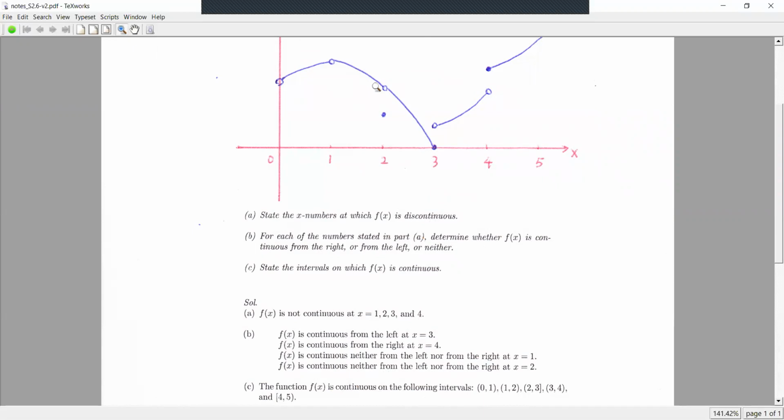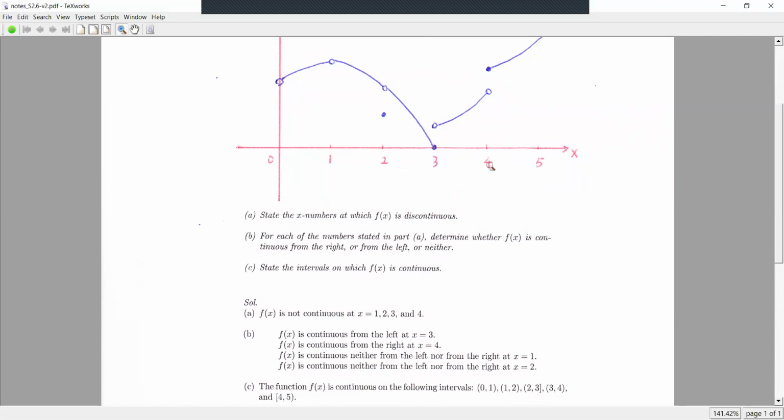Between 2 and 3, the graph is continuous. At 2, the graph is not continuous from the right side. But at the point 3, the graph is continuous from the left side. So the function is continuous on this half open, half closed interval. Open at 2, close at 3. Close at 3 means including 3.